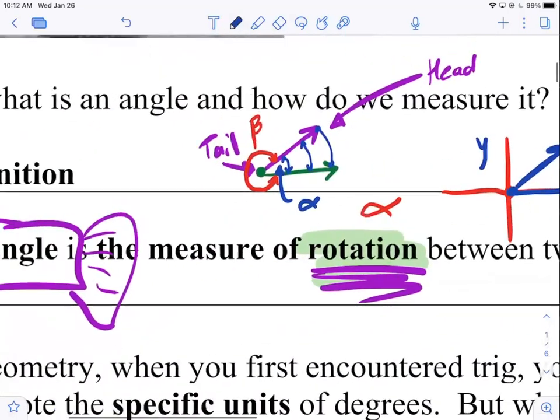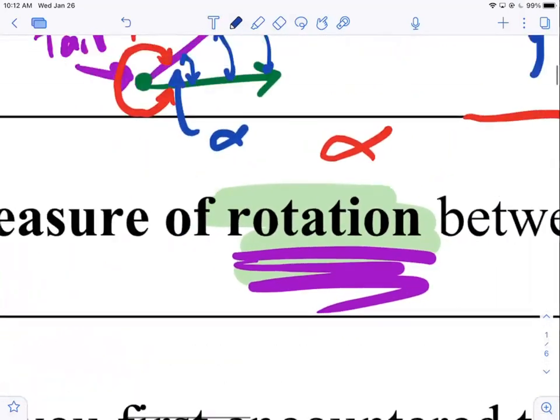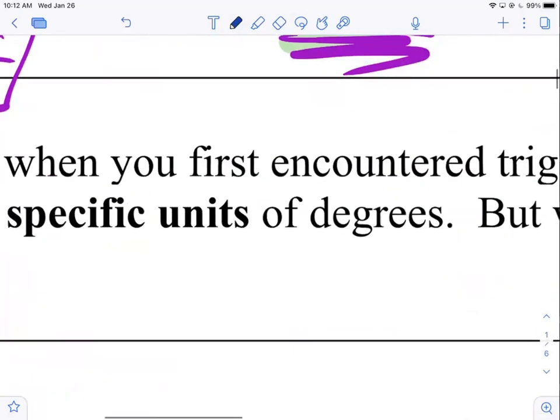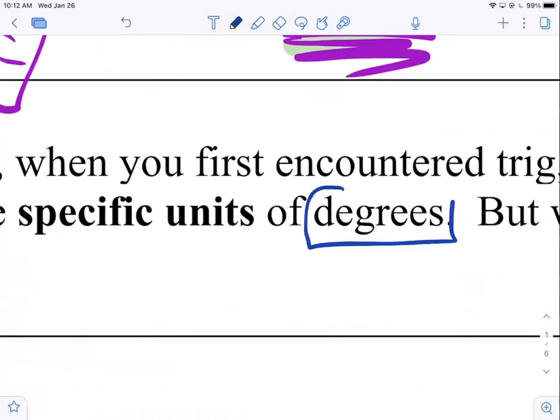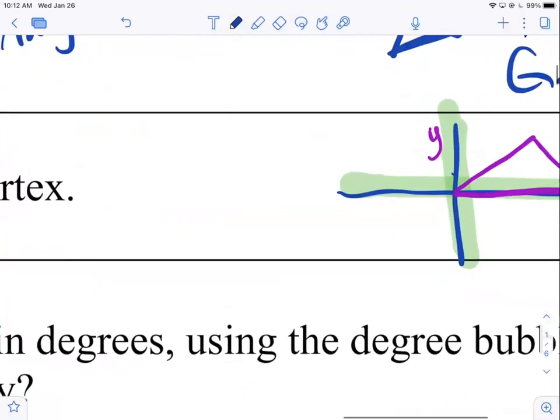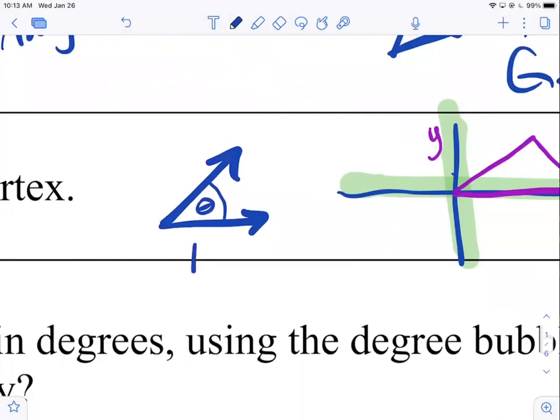So what does an angle measure? Rotation, good. Now, just like any measuring system, whether it's length or temperature, we have units. So what are the units of angle measure? Well, y'all are accustomed to degrees, right? Degrees. So we might say something like this angle here, which we can also call theta. Theta is like the most commonly used letter.